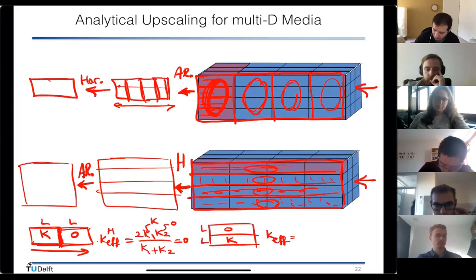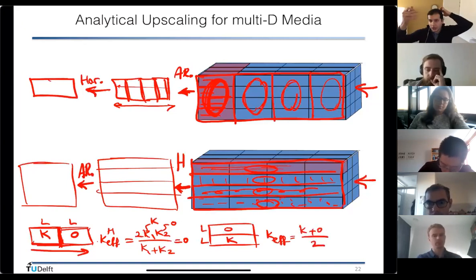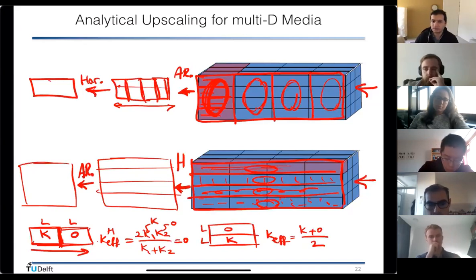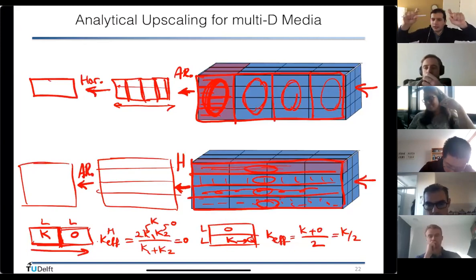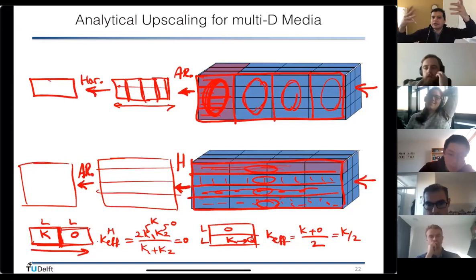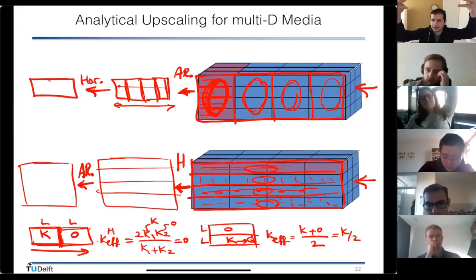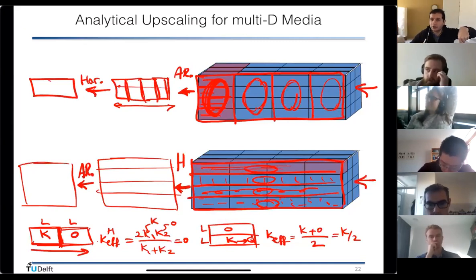L. It will be K plus 0 divided by 2. It's the arithmetic average, not the harmonic. So that would be half of the K. Because yes, the upper layer doesn't let any flow happen, but the lower layer will allow Q to happen. So in general, when they are parallel layers, if one layer is blocking the flow, other layers would help the flow to happen. So the arithmetic average would give you an upper estimate of the flow. It's a higher average than the harmonic one.